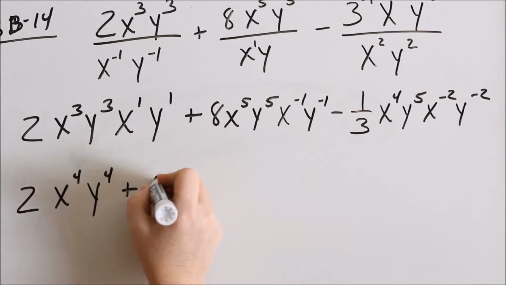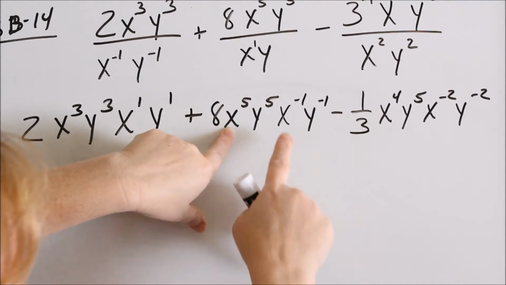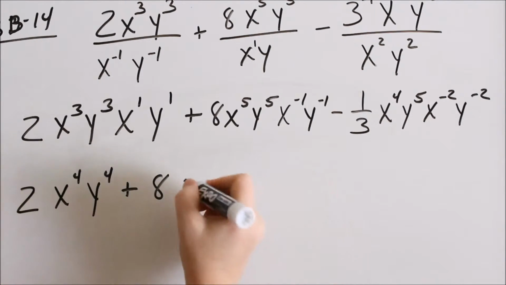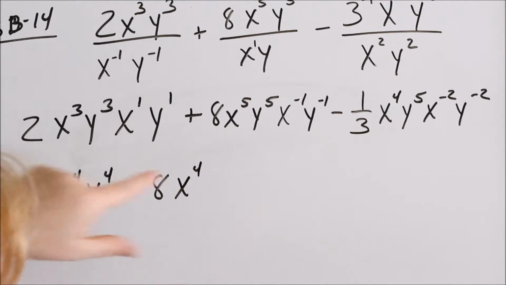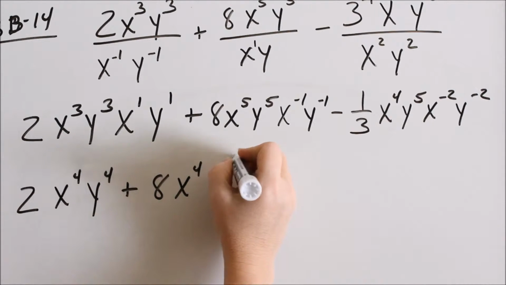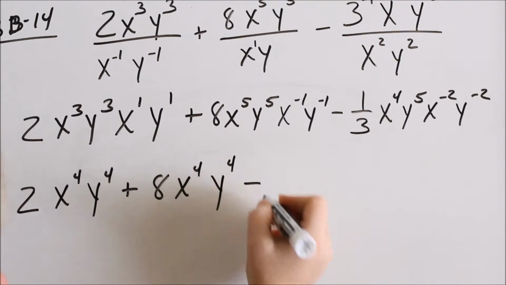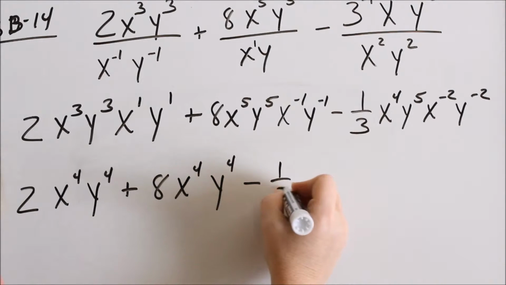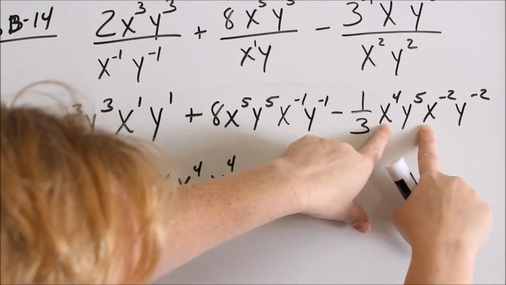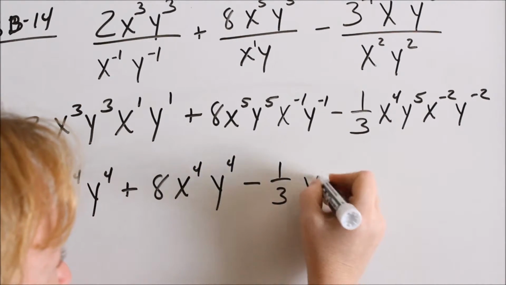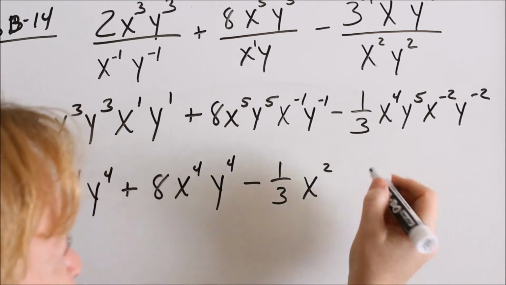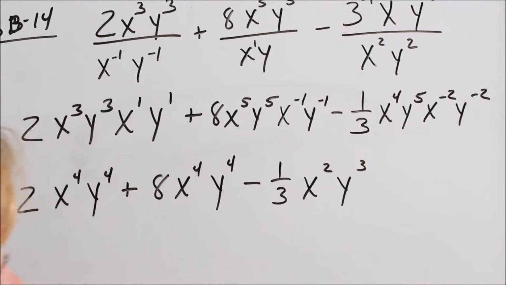Now I'll write my coefficient of 8. Now let's combine x's. X to the 5th, x to the negative 1. Adding your exponents, adding a 5 and a negative 1 becomes a positive 4. Y to the 5th, y to the negative 1. Adding those together, you get y to the 4th. Now to my next term. There's my subtraction sign. Just write your fraction coefficient. Leave it as a fraction. It's okay. Combining my x terms, positive 4 and a negative 2 leaves me a positive 2. Combining my y's, positive 5 and negative 2 gives me a positive 3.